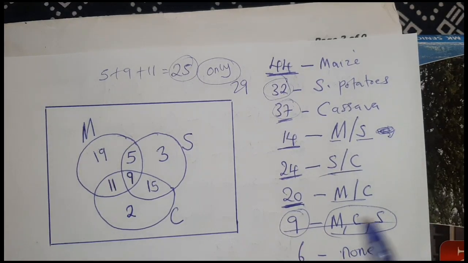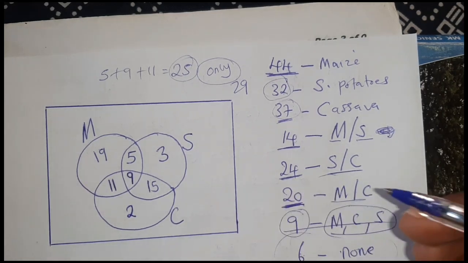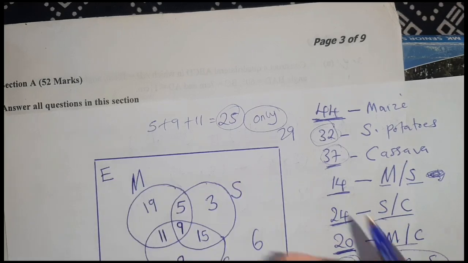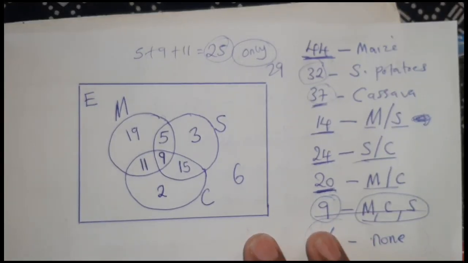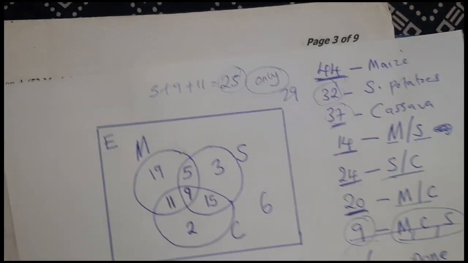Okay? Now from here, we have a 6 of those that didn't take anything. So this 6 will go in the universal set. Okay? It means we are done illustrating the information on the Venn diagram. Okay, I hope you are following there.